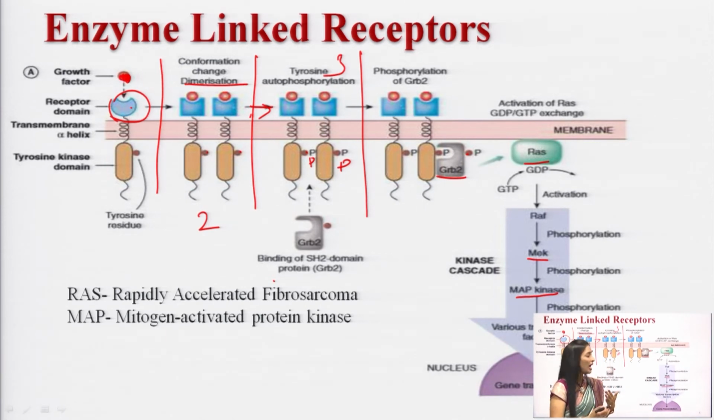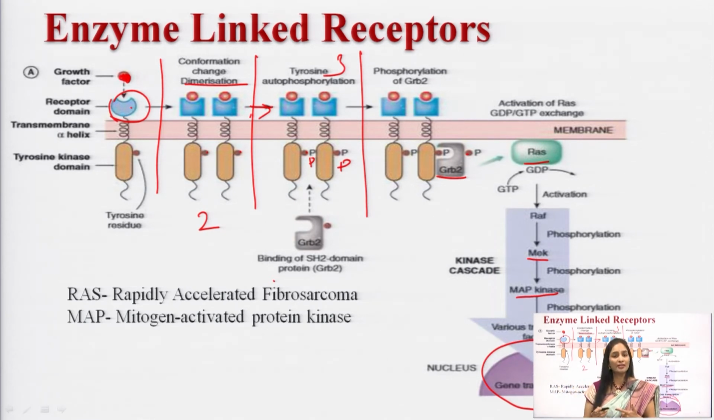transcription factors. And what will happen when this GRB2 protein has been activated, which in turn activates the RAS, RAF, MEK and MAP kinase pathway, and finally you can see the gene transcription. So, what you can see here? You can see the gene transcription by the enzyme linked receptor.